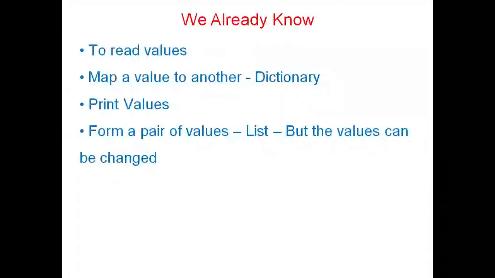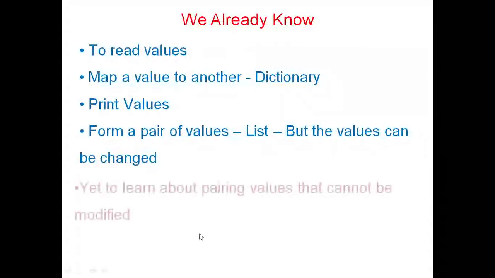So you are going to pair the minimum and the maximum value, and you are going to map it to the test name. That is the idea. We have already seen how to form a pair of values using a list, but the values can be changed. When we were discussing lists, we saw that it is a mutable sequence, so the values can be changed. In this particular problem they have mentioned that the values must not be changed.